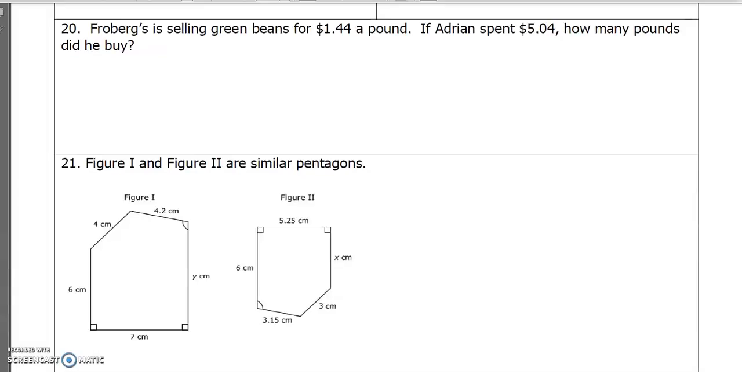Okay, last two problems, guys. Number 20 said Froberg's is selling green beans for $1.44 a pound. If Adrian spent $5.04, how many pounds did he buy? So we need to set up a proportion.